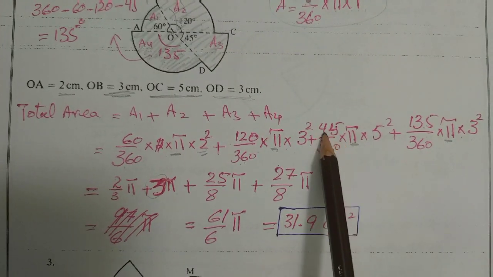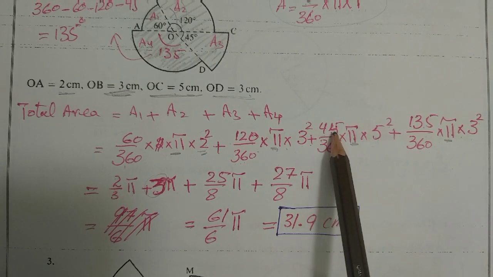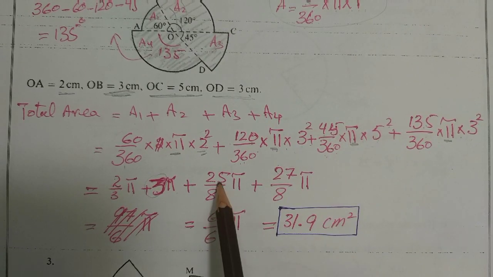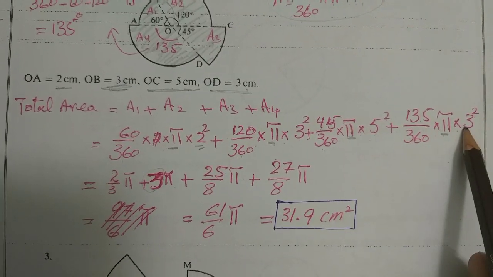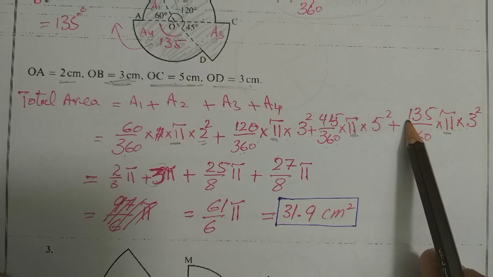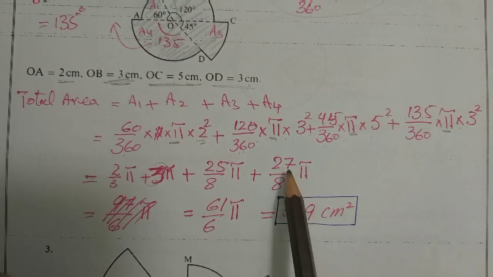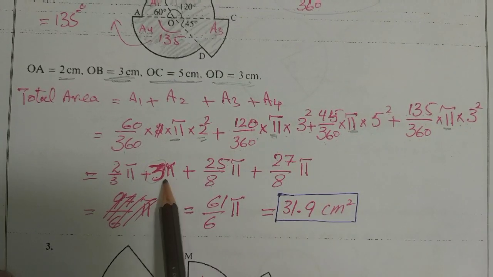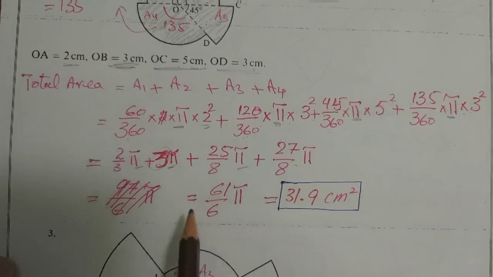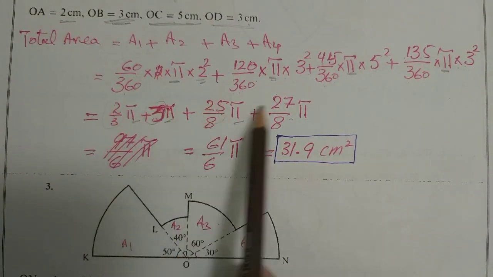So then 45 times 25, because 5 squared equals 25. 25 multiplied by 45 divided by 360, you find 25 over 8 and the pi as it is. So 3 squared means 9, 9 multiplied by 135 divided by 360, then you simplify, you find this fraction 27 over 8. So I just wrote pi as it is with all the terms. So these are areas, so just add the fractions on your calculators.